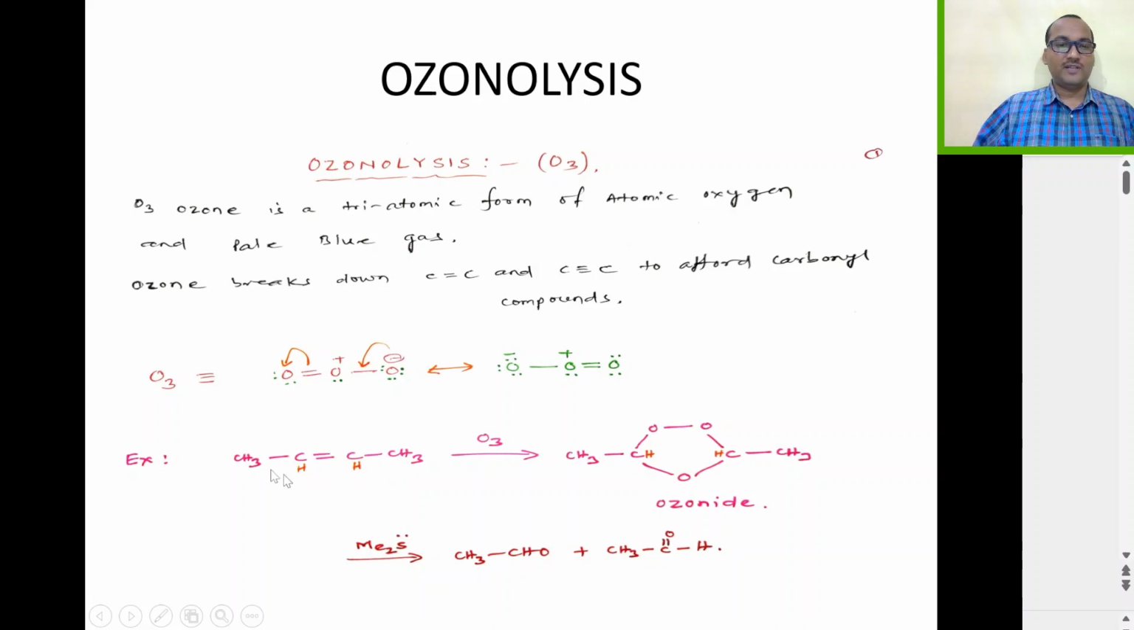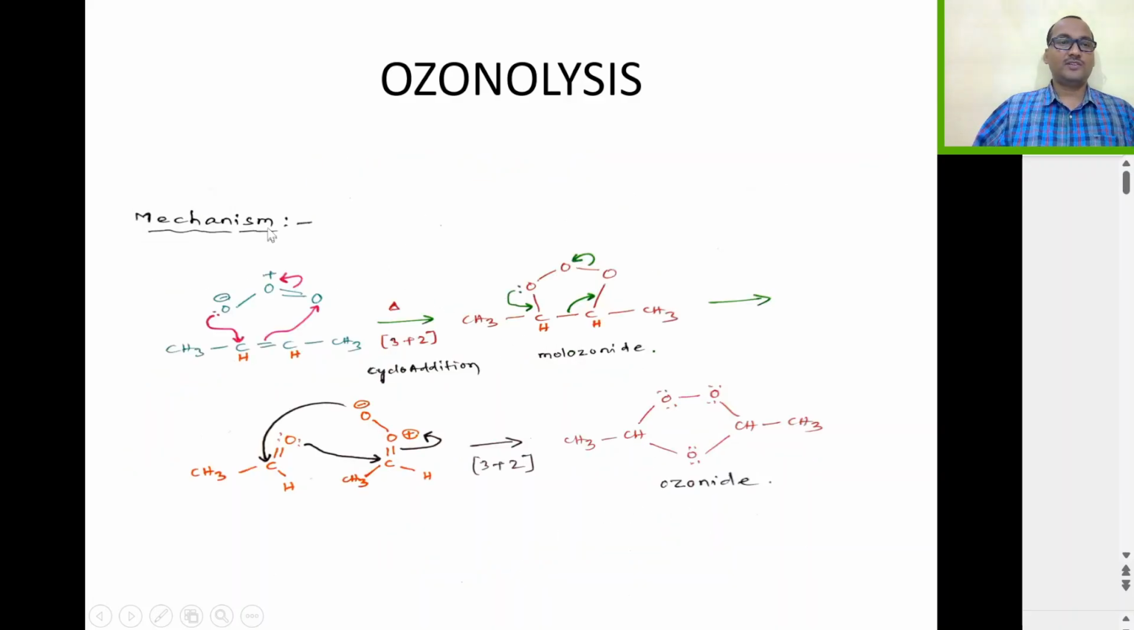So usually what happens when you take the alkene and you react with ozone O3, you will get ozonide. And we will see now how this ozonide is formed. And further, if you react with dimethyl sulfide, this ozonide will break, it will give rise to two equivalent of acetaldehyde. So here is the mechanism, how this ozonide is formed.